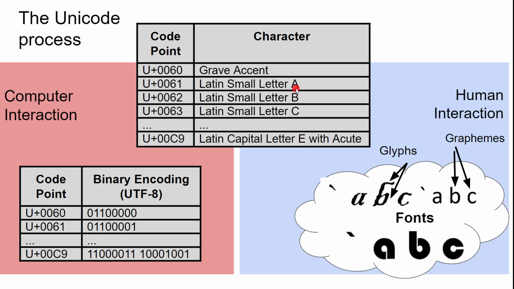Unicode's use of a table can be divided into two parts. On the right is a human interaction with the table, and on the left is a computer interaction with the table. What we mean by human interaction is how these abstract characters, such as this Latin small letter A, are transformed into a visual image that a human would understand as a character. The abstract character is mapped into a set of glyphs, which are the drawing segments that are used to create a visual character. The set of glyphs, which compose a single graphical character, are called a grapheme.